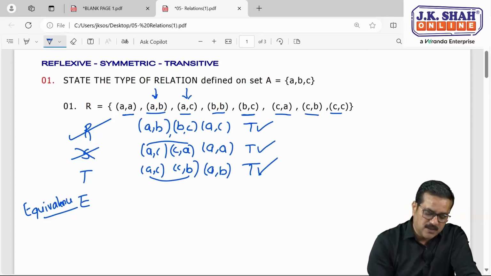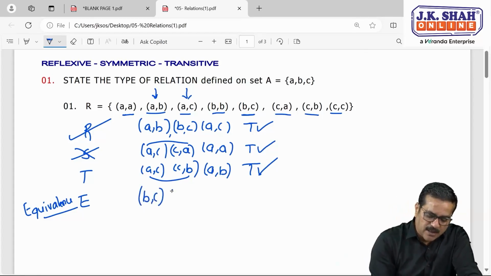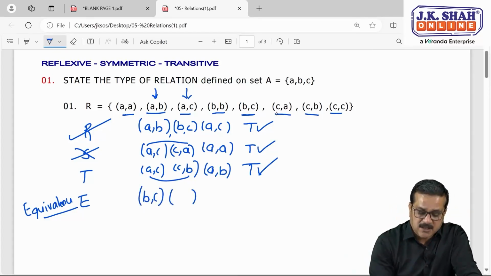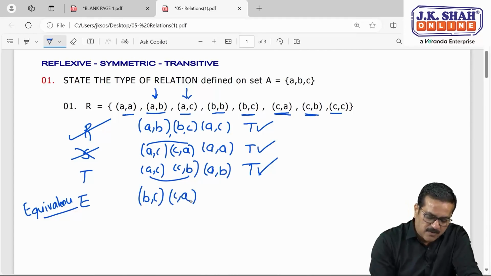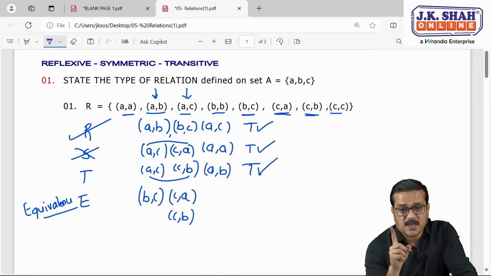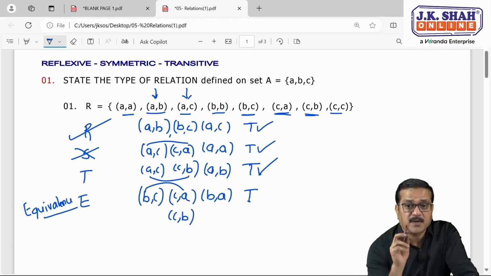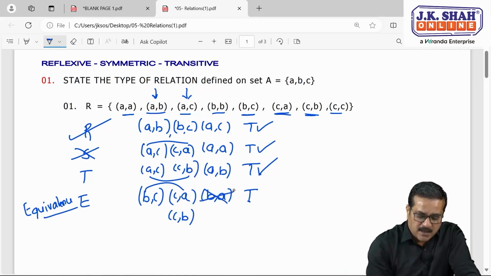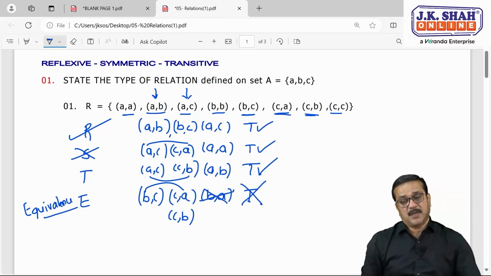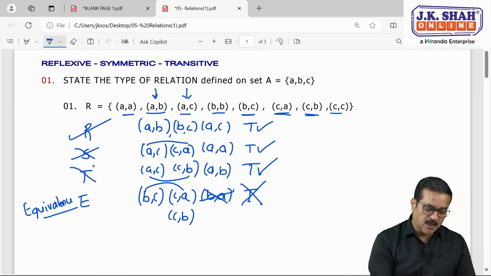So the next I move to BC. BC के तहत I need to attach pairs starting with C. So I have got CA, CB. So it will be first checked with CA, then it will be checked with CB. B से C गया, C से A गया. तो क्या B से A गया था? So I needed B, A to make it transitive. But unfortunately B, A मेरे R में नहीं है. So transitivity fails over here. मेरा योद्धा मर गया. ये खत्म, ये भी खत्म.